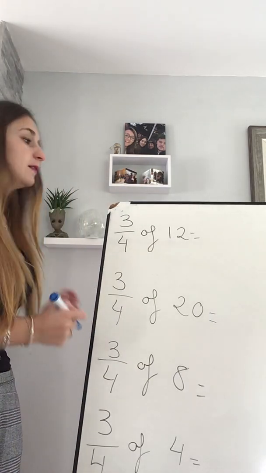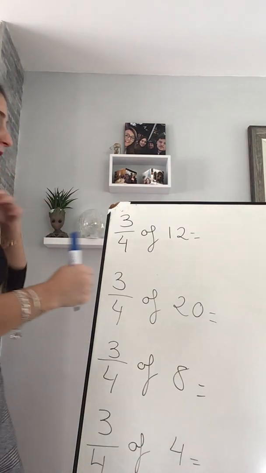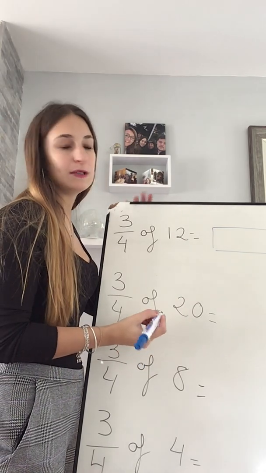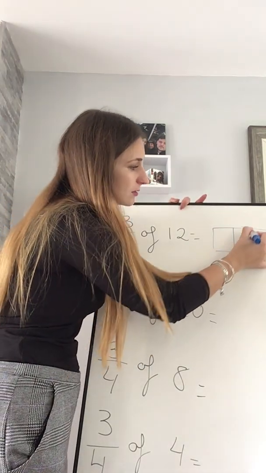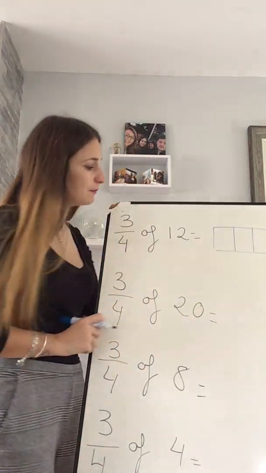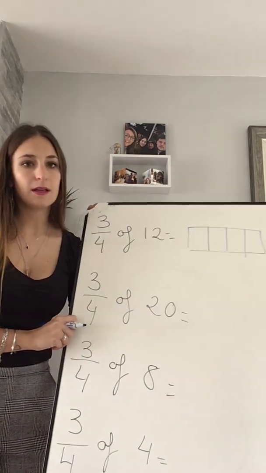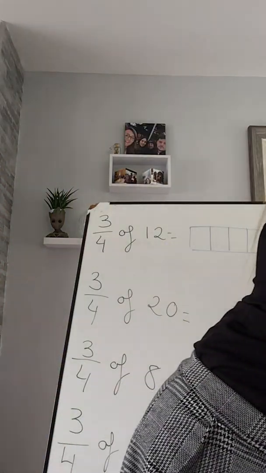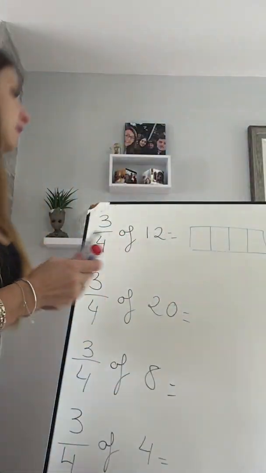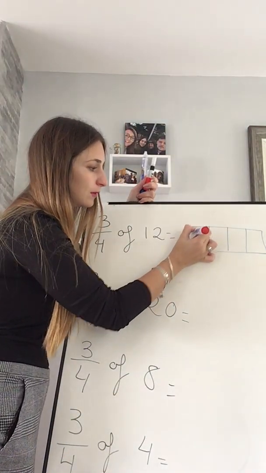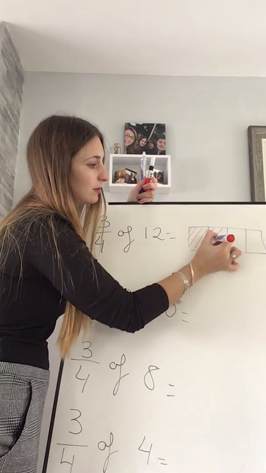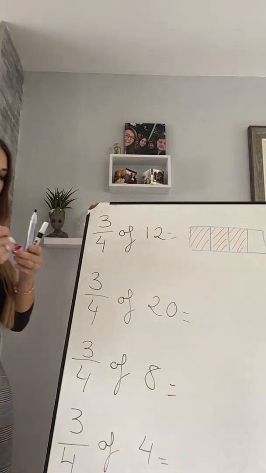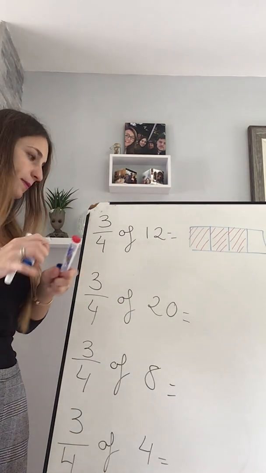So you have 12 and you split it between 4 equal parts. Okay? And from the 4 equal parts, you will need to take 3 of them. 1, 2, and 3. Okay, let's see what it will be.